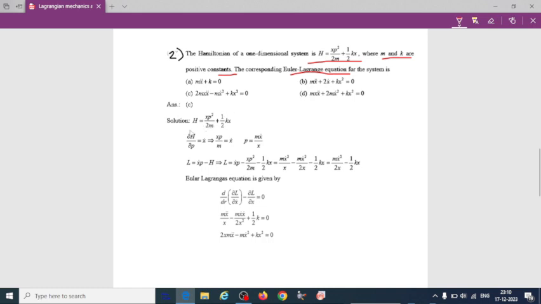First, you have to write down the given Hamiltonian and the equation of motion for the Hamiltonian: dou H by dou p is equal to what? x dot.